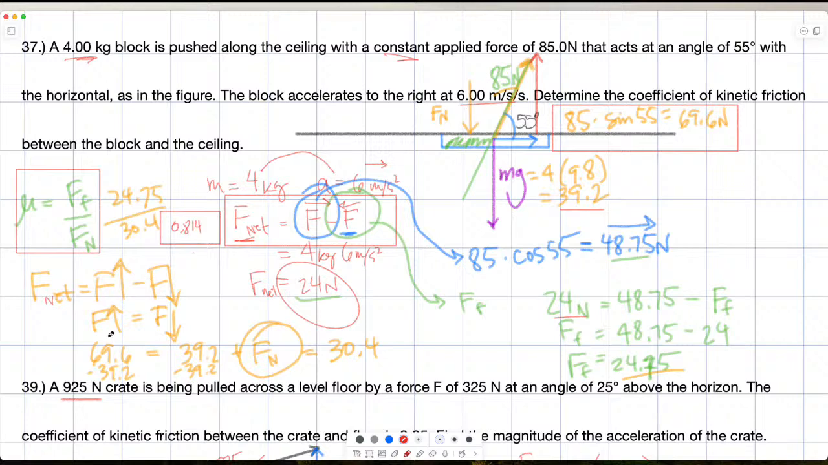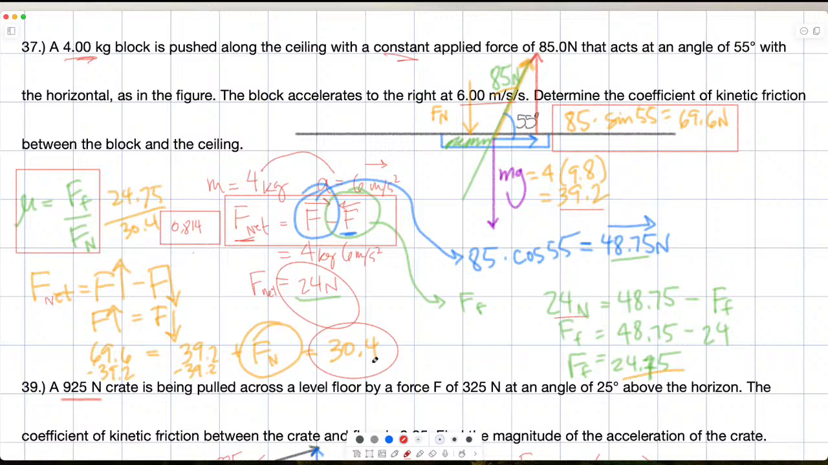So let's figure this out. Up, 69.6, equals down, which is 39.2 plus the normal. So 69.6 is equal to 39.2 plus the normal, and we subtract 39.2 from both sides. 69.6 minus 39.2 is 30.4. So our normal force is 30.4.